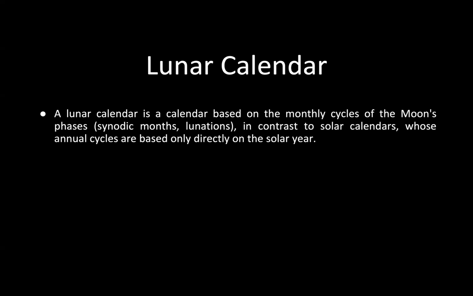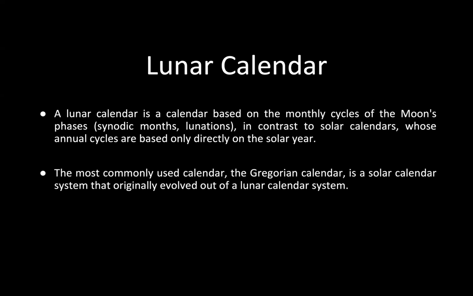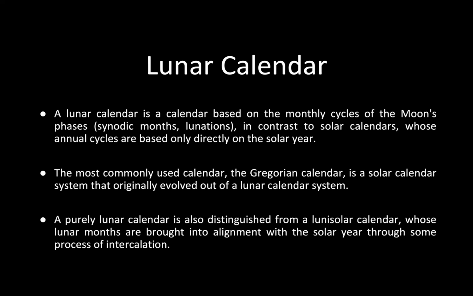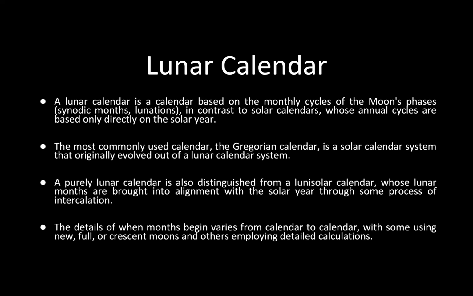So a lunar calendar is a calendar based on the monthly cycles of the moon's phases, which are the synodic months, which are lunations. That's purely about the phases. In contrast to solar calendars, whose annual cycles are based only directly on the solar year. The Gregorian calendar is a solar calendar system that originally evolved out of a lunar calendar system. And the purely lunar calendar is also distinguished from a lunisolar calendar, because the lunar months are brought into alignment with the solar year through some process of intercalation.